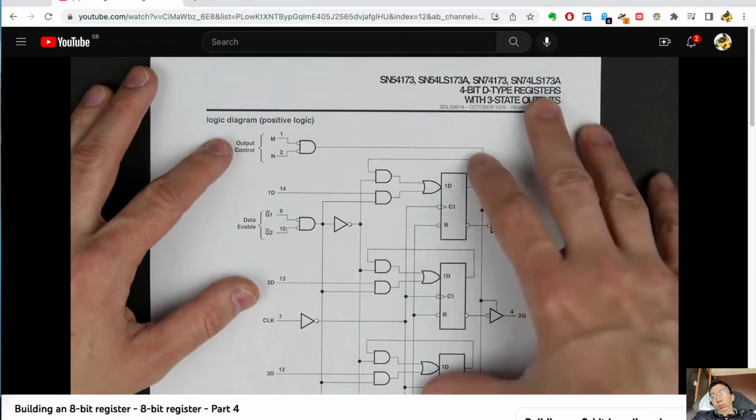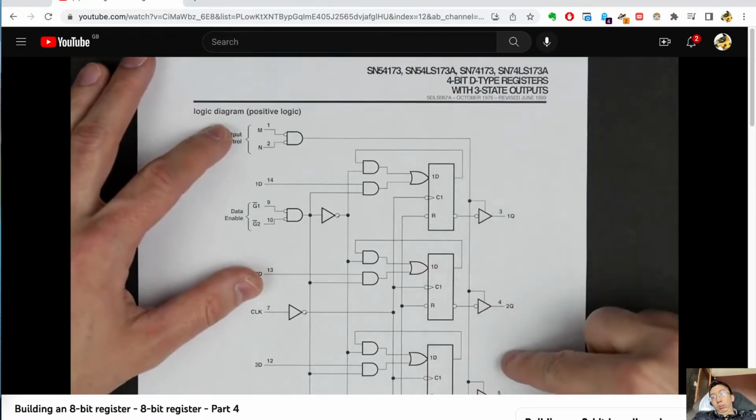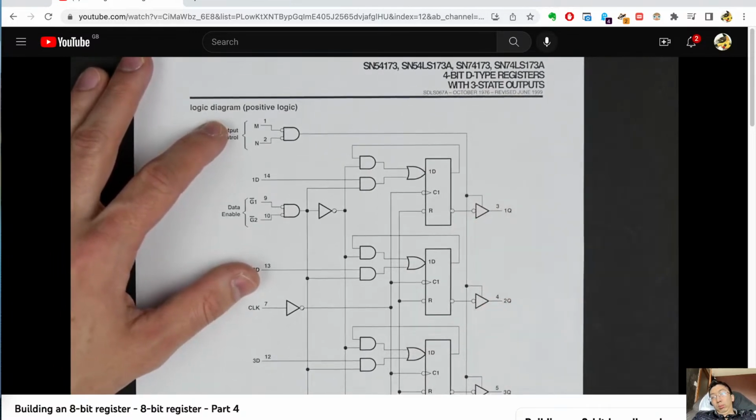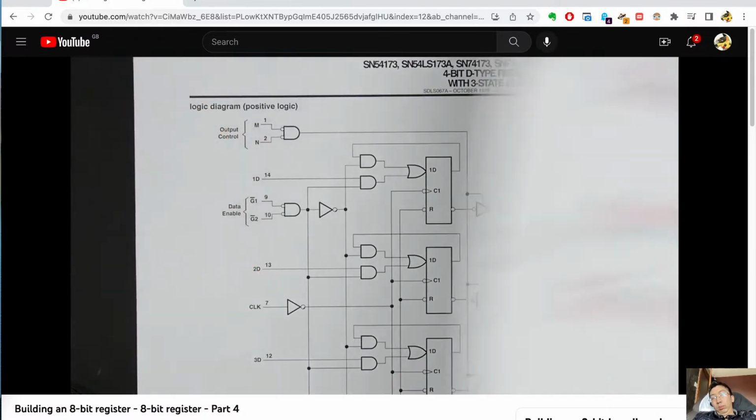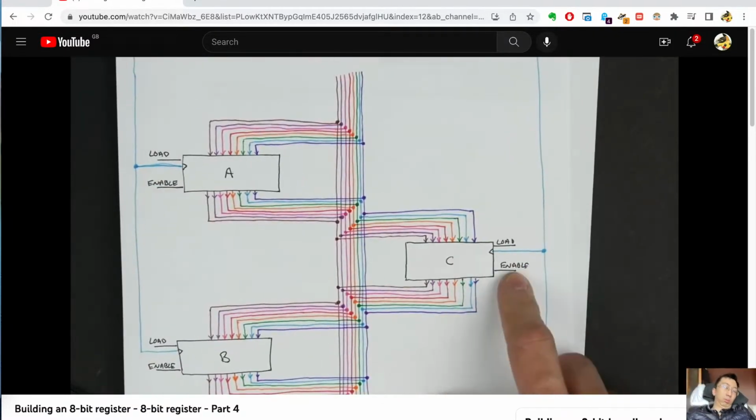So what I'm going to do is use the 74LS173 register chip, but I'm going to tie the output control such that the output is always on. But of course, you don't want the output to always be on, otherwise it will always be outputting something to the bus. You don't want that because then that register is putting its data on the bus all the time, and that defeats the purpose. You want to have that enable ability.